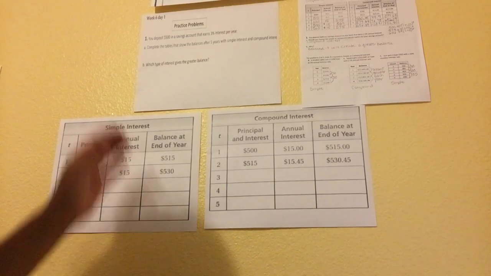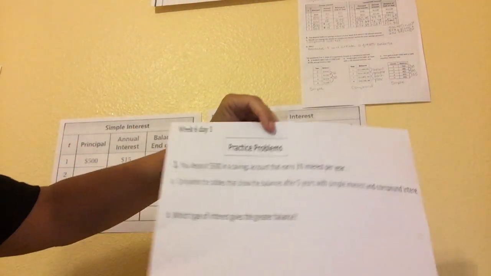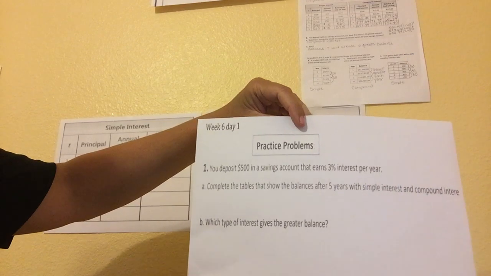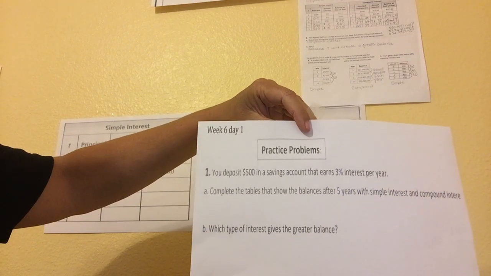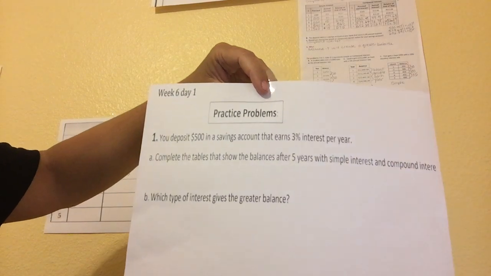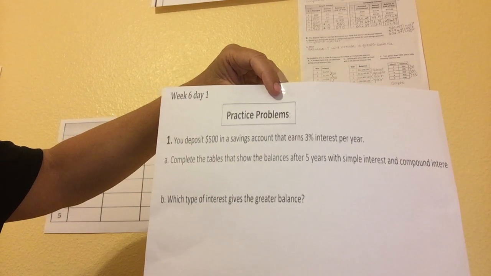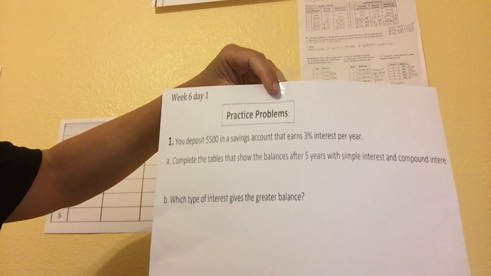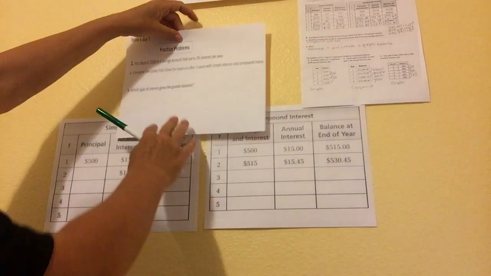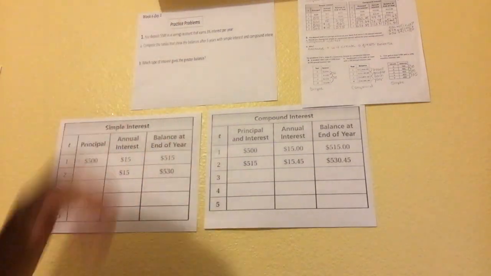Okay, so for the first one, we have: you deposit $500 in a savings account that earns 3% interest per year. Complete the tables that show the balances after 5 years with simple interest and compound interest. Okay, so we want to do that, and then we'll figure out which one gives us more.